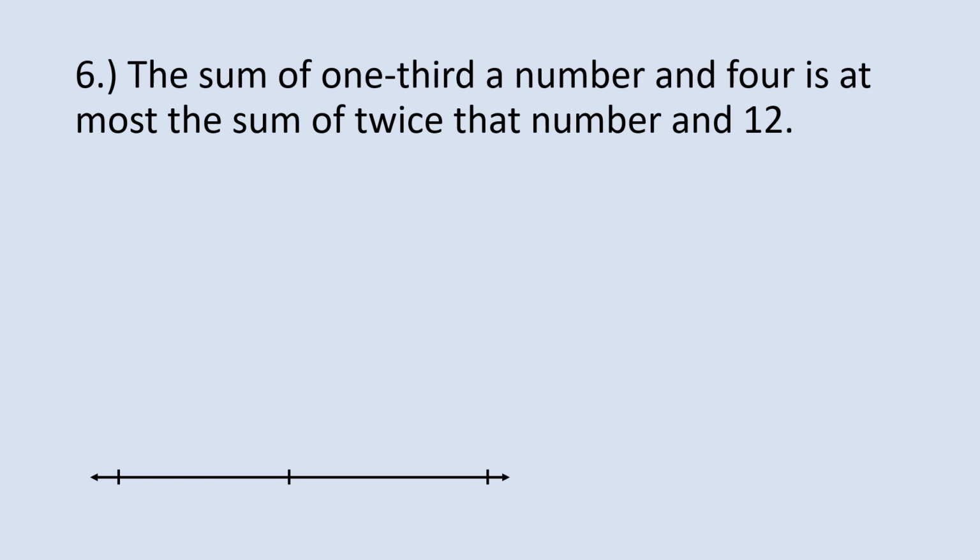All right, the sum of 1/3 a number and 4. So the sum of 1/3 a number. So this time we're not going to use parentheses because we just have the sum of. So 1/3 a number and 4 is at most. Now this is a different phrase here. "Is at most" means that it's going to be less than or equal to, because it can't be any more than the sum of twice that number and 12.